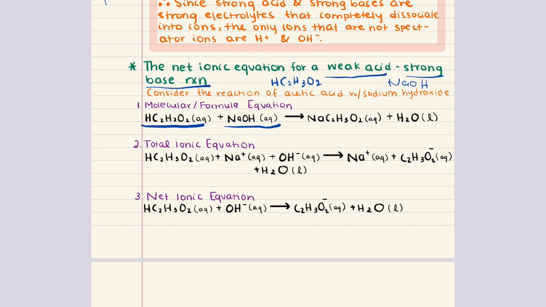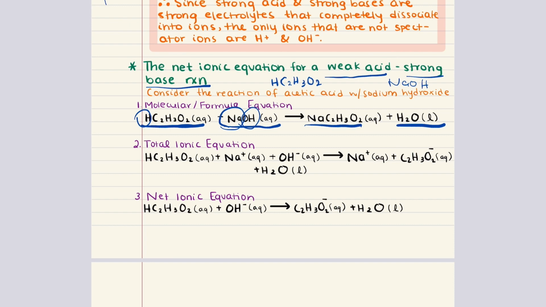Let's have a swap of ionic partners. This H is going to be paired with the OH to give us water. Perfect. Remember, a neutralization reaction does yield water, and it also yields a salt. The salt is going to be, the sodium is now going to be paired with acetate to give us sodium acetate. That is our salt.